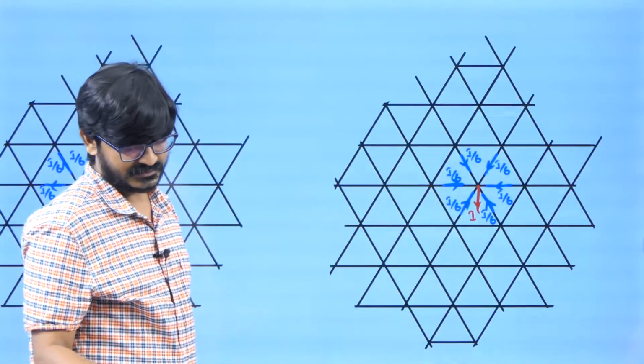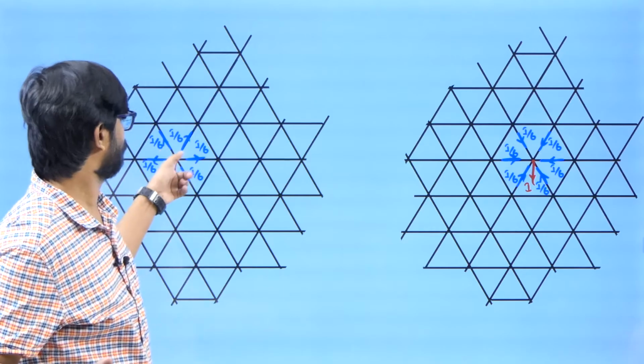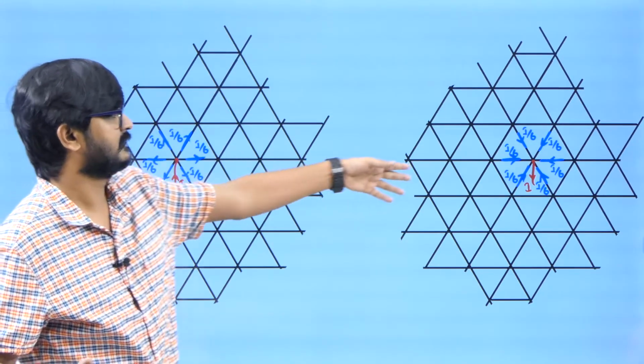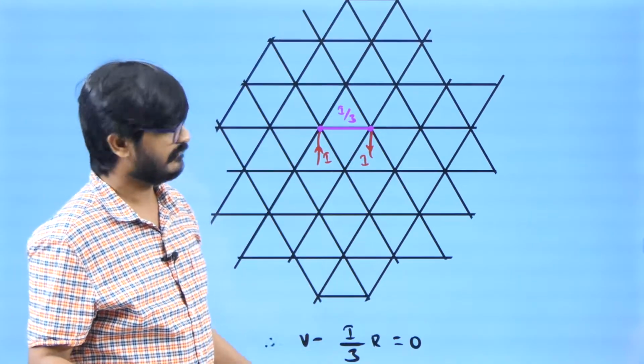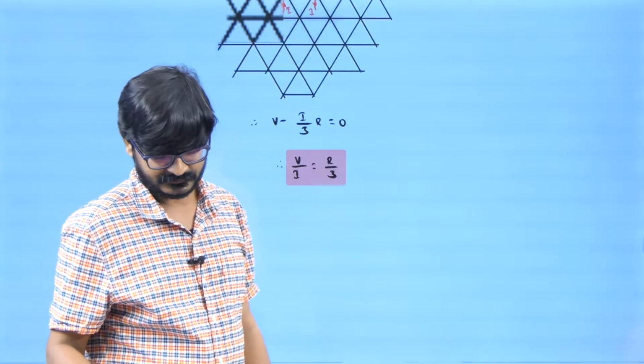Now the same reasoning you can apply for any other infinite sheet also. So here one current will split into I by 6, I by 6, I by 6. The other current will split into I by 6. So when you superimpose, you will get I by 3. When you write the loop equation, you will get the resistance as R by 3.